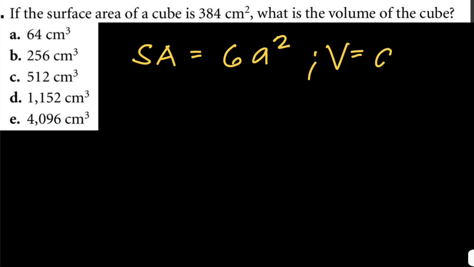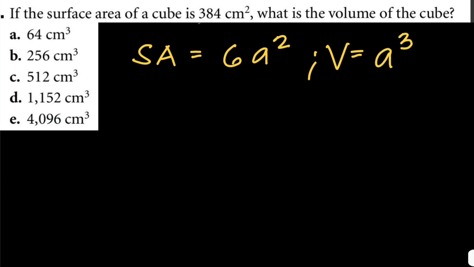If the surface area of a cube is 384 square centimeters, what is the volume of the cube? Now, how do we solve for the surface area of a cube? The surface area of a cube is just equal to 6 times the square of its edge. So let's say the edge is A. Okay. A here is the length of one edge of the cube. Then to solve for the volume of the cube, volume is just equal to the cube of its edge. So that would be A cubed.